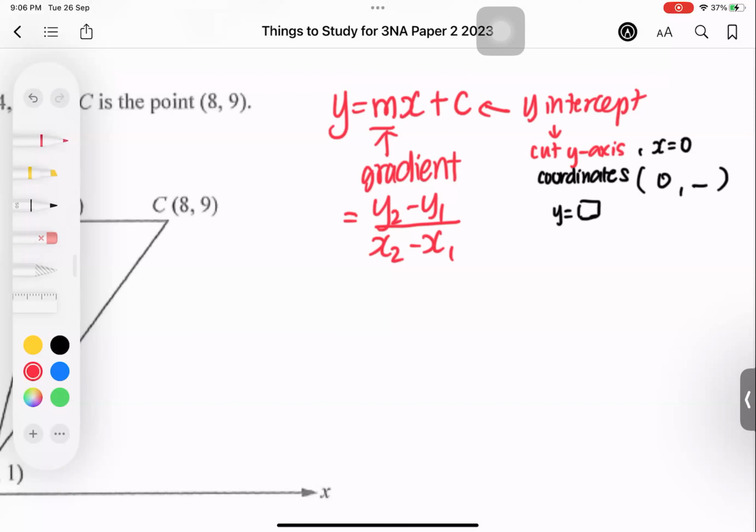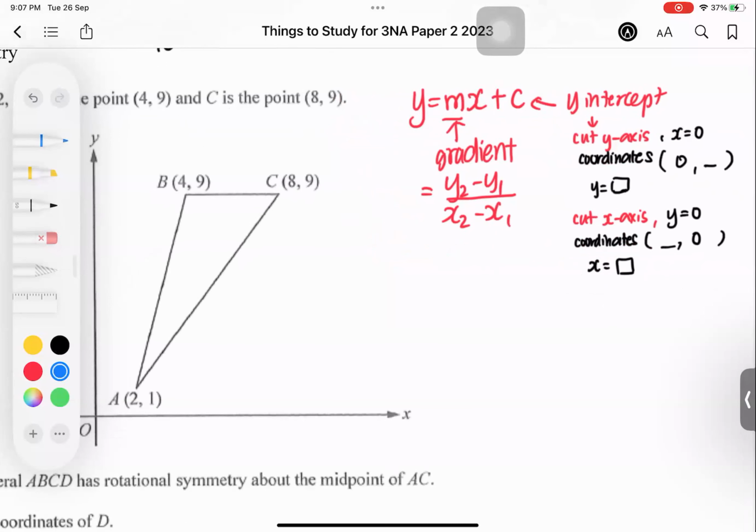If I have cut the x-axis, then what does that mean? y is equal to 0. You substitute into the equation and find the x. So when they ask for coordinates, you write the bracket, find the x, put y equals 0. But if they ask you for the x-intercept, it's just x equals a number. So there is a difference. If they say coordinates, they need a bracket. Next thing, there are 3 different types of line in general. Slanted line, the equation is y equals mx plus c. Horizontal line, what is the equation?